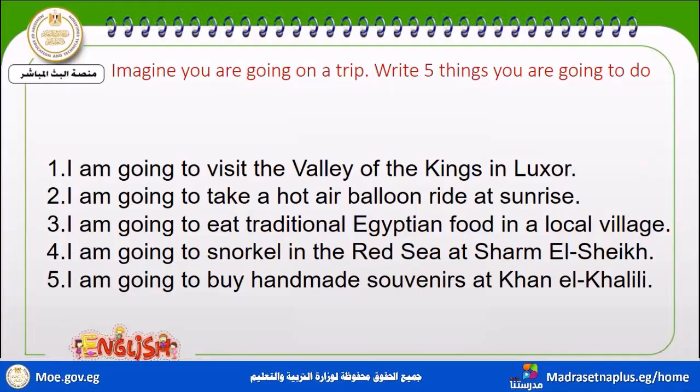Now, if you are going to visit or if you are going on a trip to Egypt, what five things are you going to do? For me, I am going to visit the Valley of the Kings in Luxor. I am also going to take a hot air balloon ride at sunrise. And I am going to eat traditional Egyptian food in a local village. I am going to snorkel in the Red Sea at Sharm el-Sheikh, and I am going to buy handmade souvenirs at Khan el-Khalili.